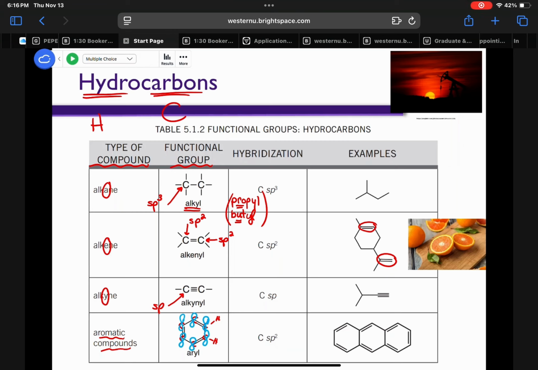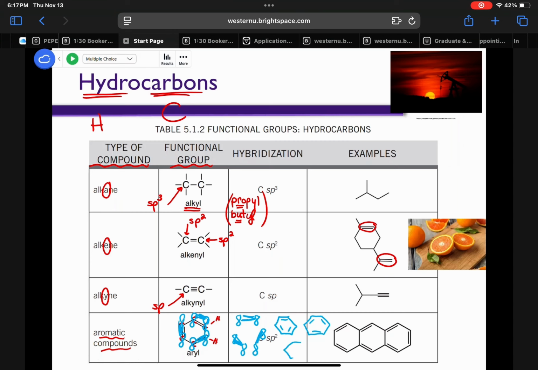These p orbitals could share electron density this way, double single, or they could share it 3, 4, 5, 6. They could also share those double bonds that way. And that's how we can draw different resonance structures, moving those electrons.